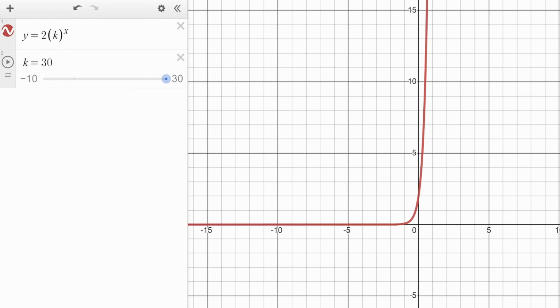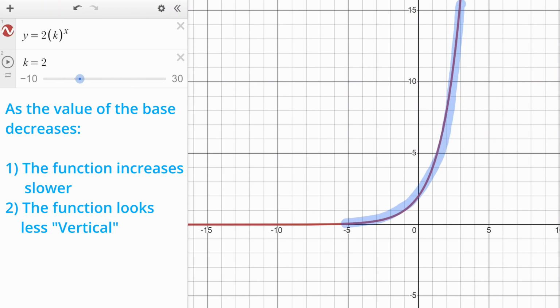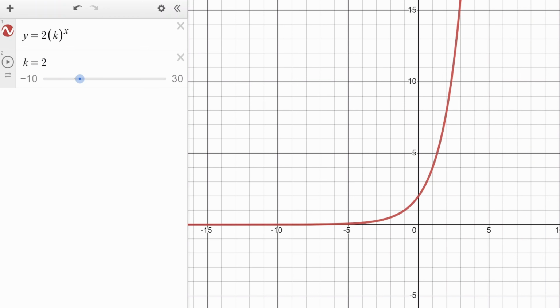But let's go the other way around. Now, what if we decrease the value of our base? Now we have some kind of a curvature, which does not look like a vertical line on the right-hand side of our graph. But regardless, if we have a low value in the base, or if we have a high value in the base, our function is always increasing. This is the idea of an exponential growth function.